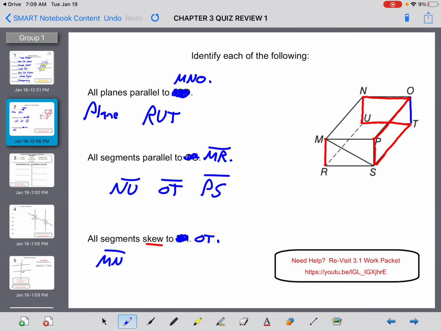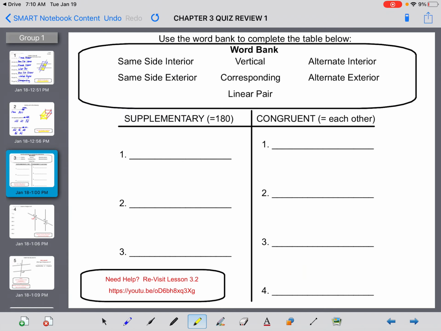So MN, RU, MP, RS, MS, and that is it. So that's MN, RU, MP, MS, and RS. All right, and again, if you need more help, here's your help link.